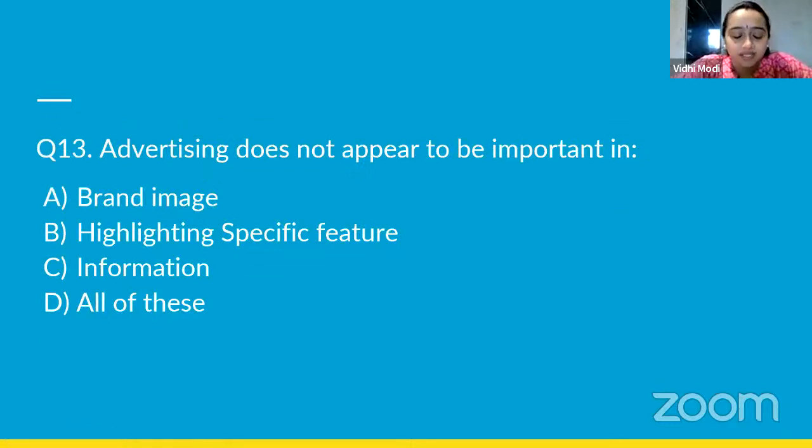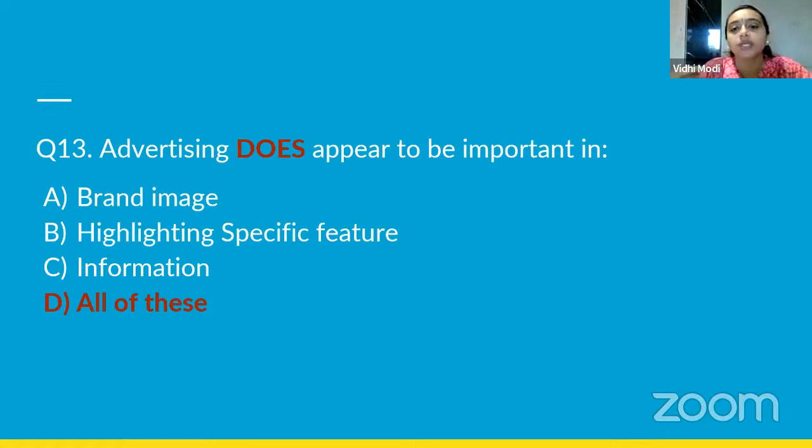Sorry for this inconvenience. Moving ahead, we have: advertising does not appear to be important in brand image, highlighting specific feature, information, all of these. So if you read the question, there is something wrong, right? There's a little mistake. The question should have been: advertising does appear to be important in. It's a mistake by the question itself. So the answer here would be all of these. Advertising does appear to be important for brand image, for highlighting specific feature, and for information.